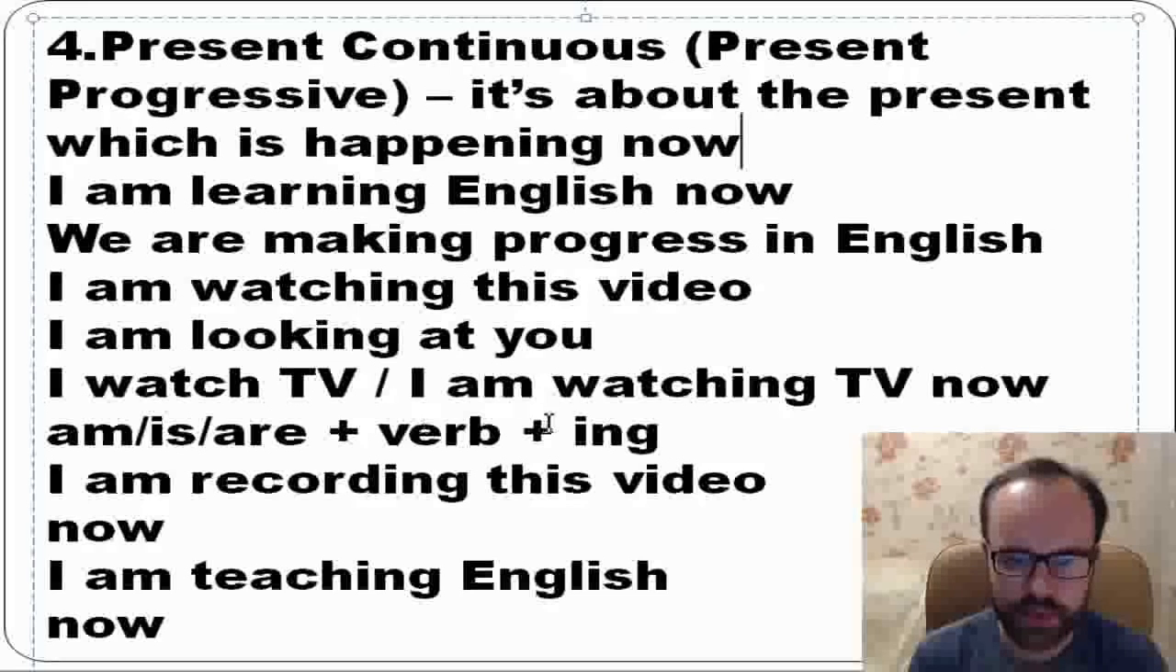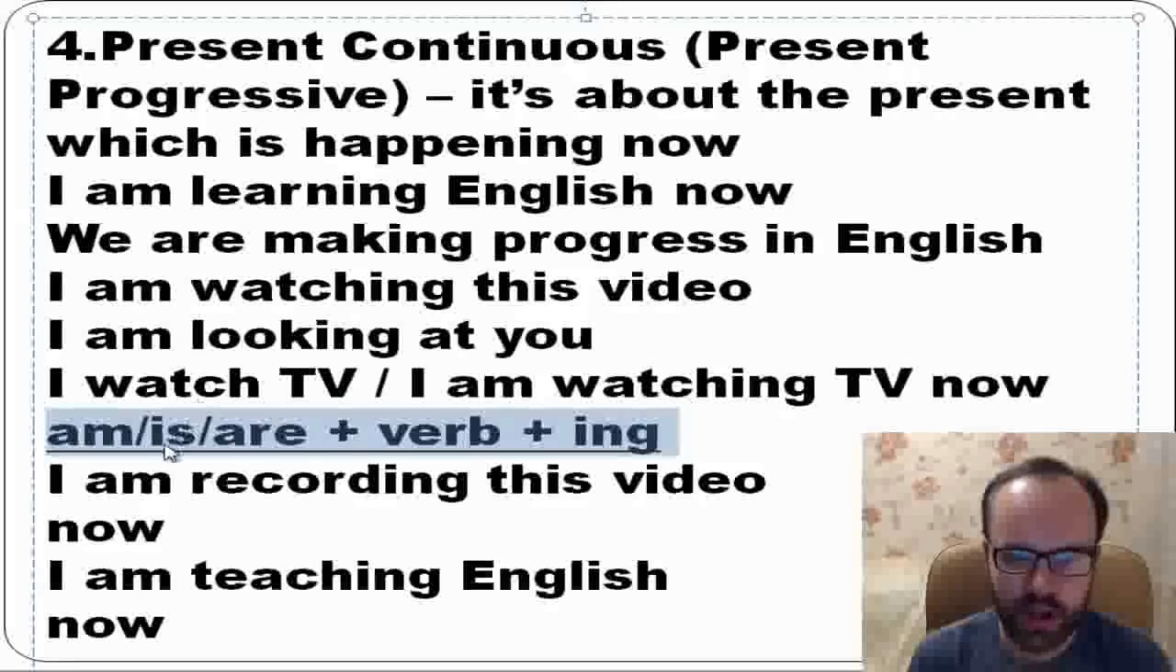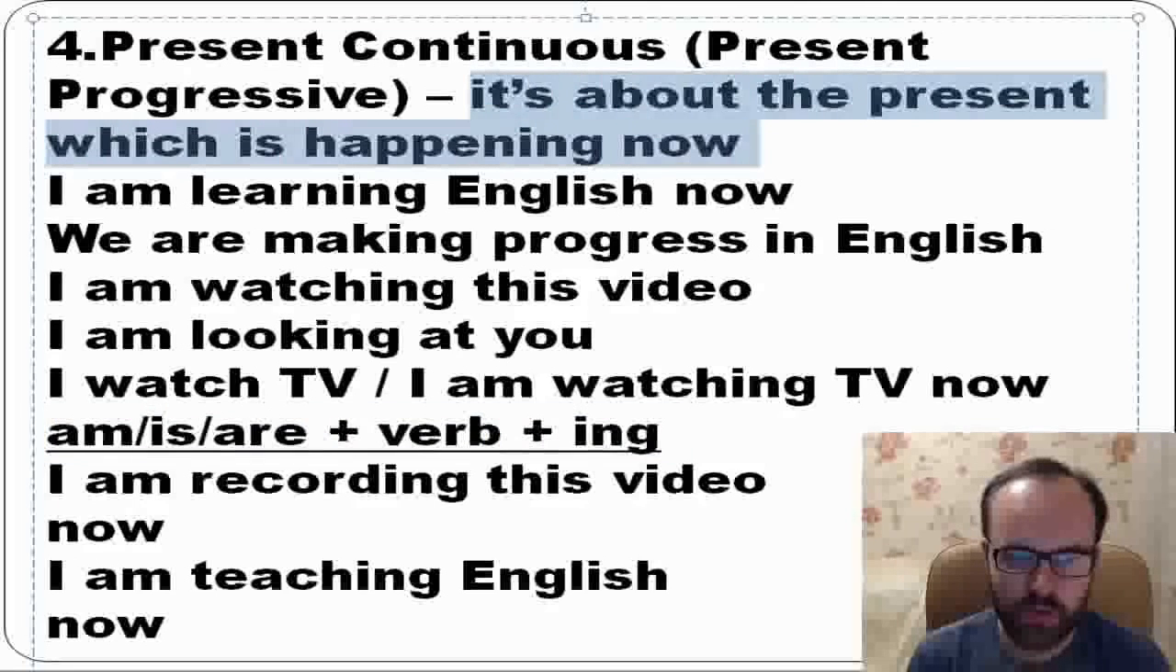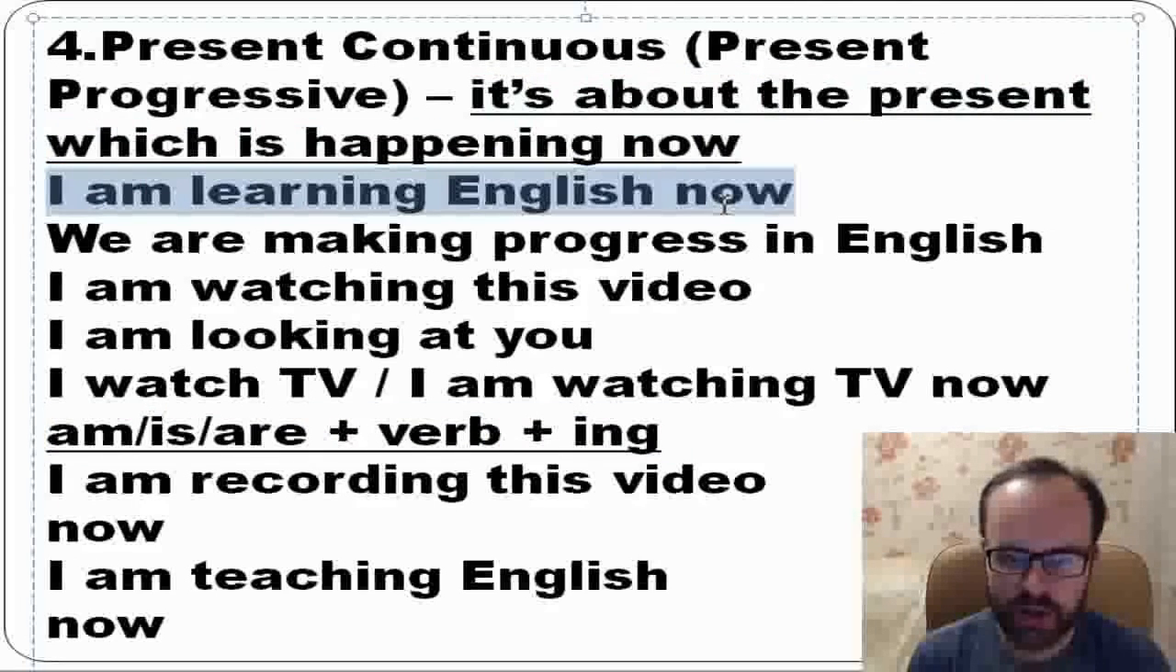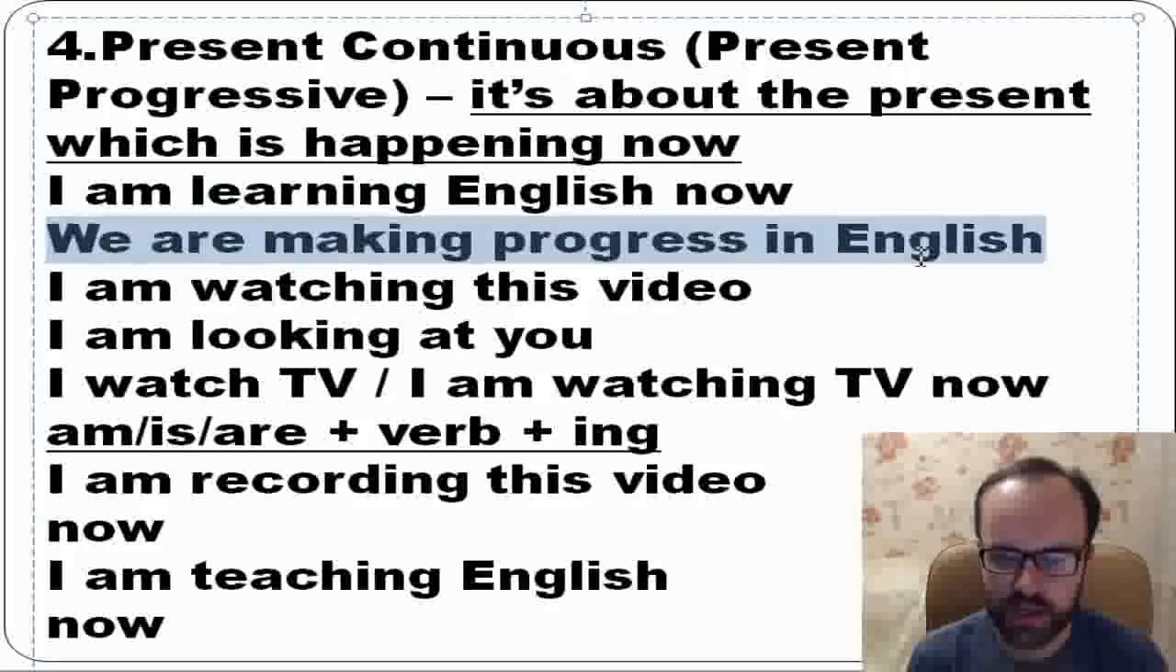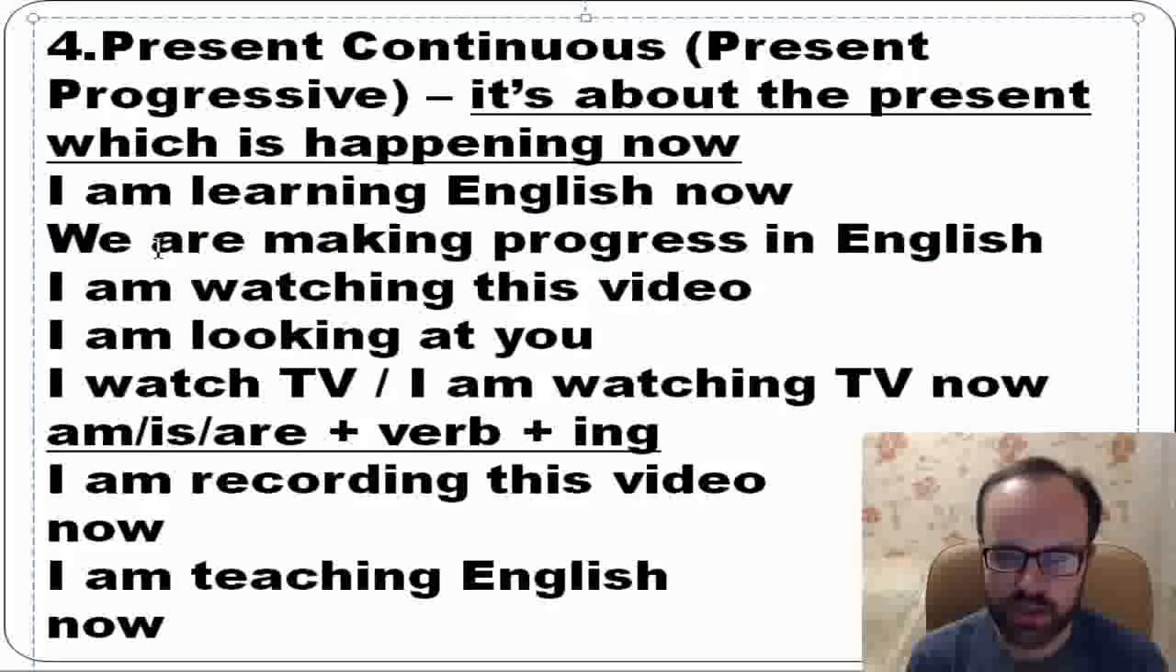And you know that we form it this way. Look, am, is, are plus verb plus ing. For example, I am learning English now. So you see am plus verb learn plus ing. I'm learning English now. Now we're making progress in English. It means we are doing it now. It's happening now. So you see are, because of we are, make plus ing. We're making progress in English.